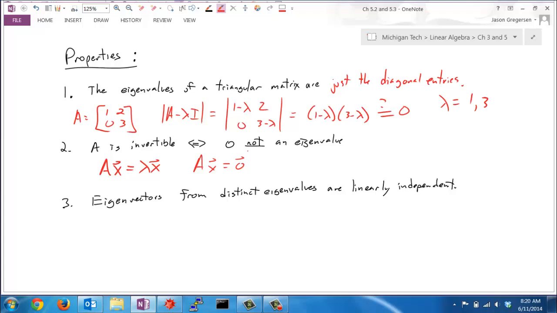And the last one: eigenvectors from distinct eigenvalues are linearly independent. Eigenvectors from distinct eigenvalues are linearly independent. And that's going to be a useful result. It's going to help us justify some steps that we want to do later.